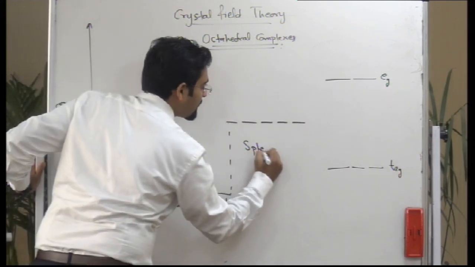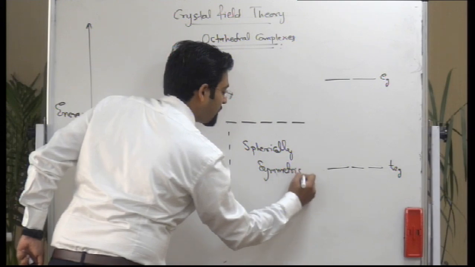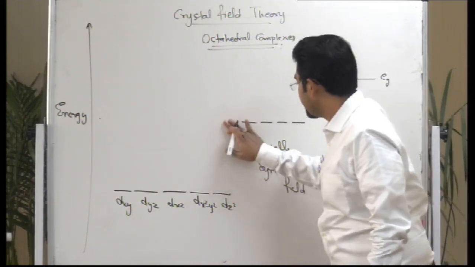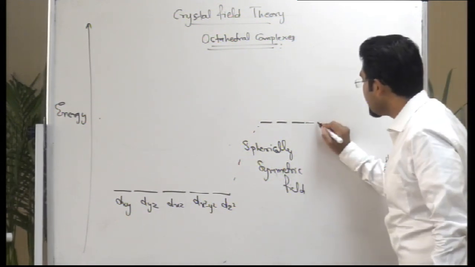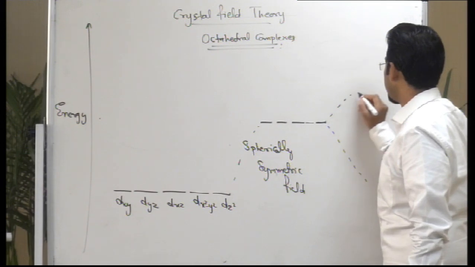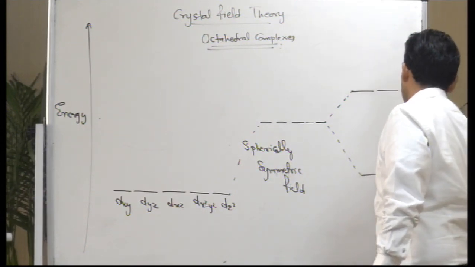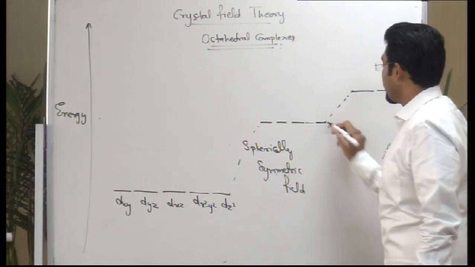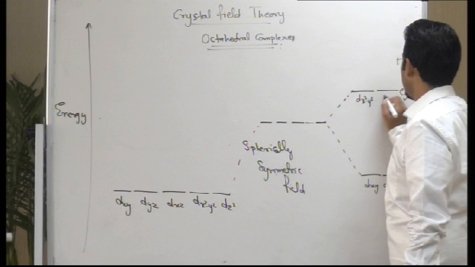This is in the case of a spherically symmetric field. So energy of all the 5 d orbitals will increase, but will remain the same. But in the presence of an octahedral field, this energy will not remain the same and will get divided into 2 situations. One set is called T2g, another set is called Eg, right? This consists of dxy, dyz and dxz. This consists of dx2-y2 and dz2, right?